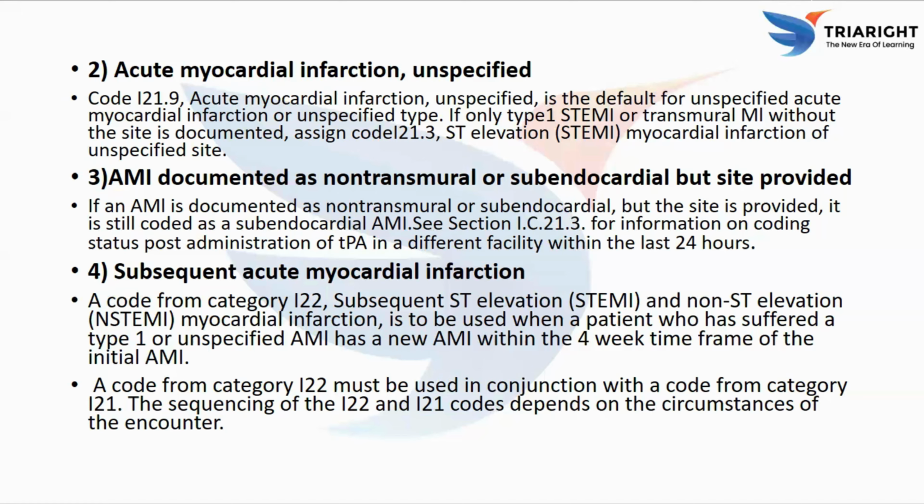Which do you have to code first? It depends on the situation and the reason for the encounter. For example, when a patient had a heart attack 2 weeks ago, you code I21, and now he has another one, you also code I22. So I21 for the MI, I22 for the subsequent myocardial infarction. So this is how you code the subsequent acute MI.